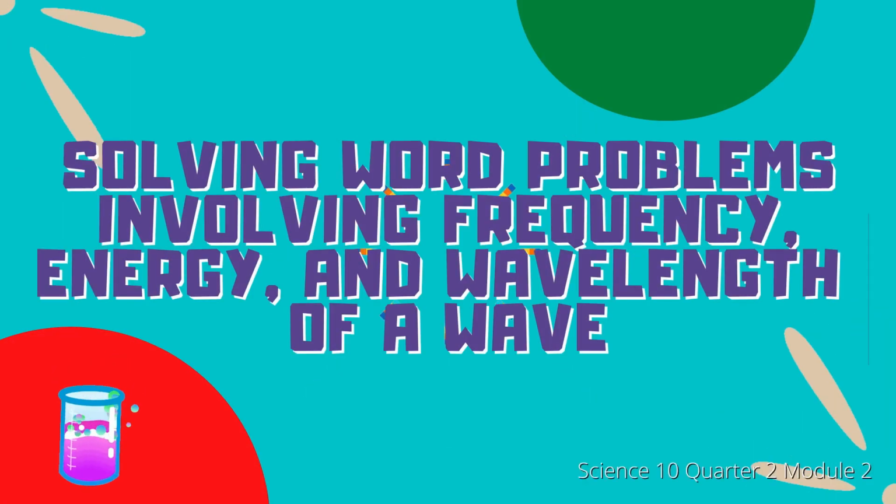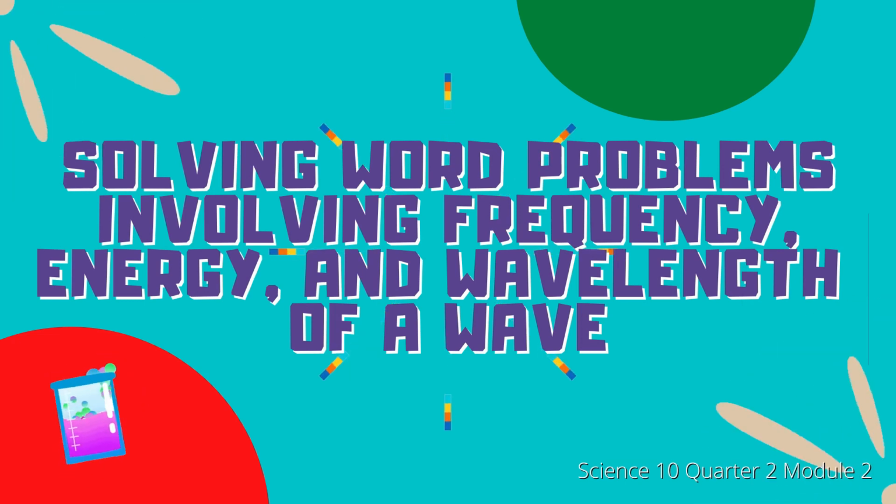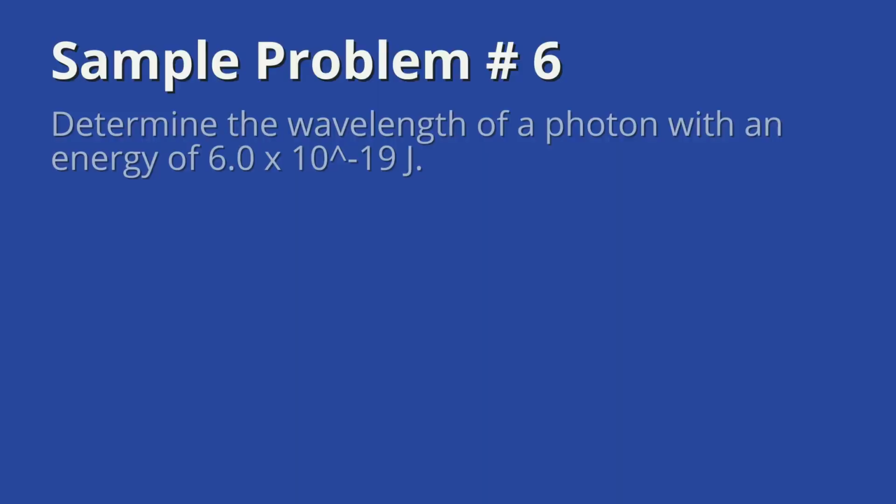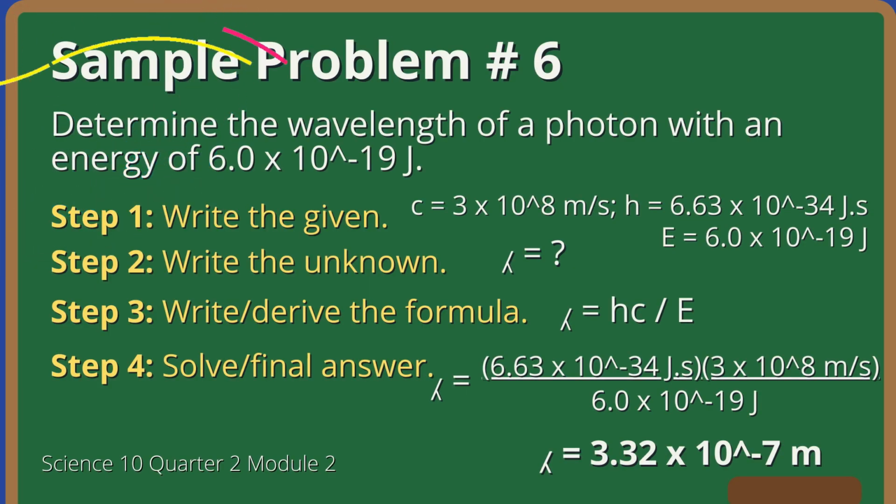Solving word problems involving frequency, energy, and wavelength of a wave. Sample problem 6. Determine the wavelength of a photon with an energy of 6.0 times 10 to the negative 19 joules. Step 1. Write the given. c is equal to 3 times 10 to the 8 meters per second. h is equal to 6.63 times 10 to the negative 34 joules second. E is equal to 6.0 times 10 to the negative 19 joules.